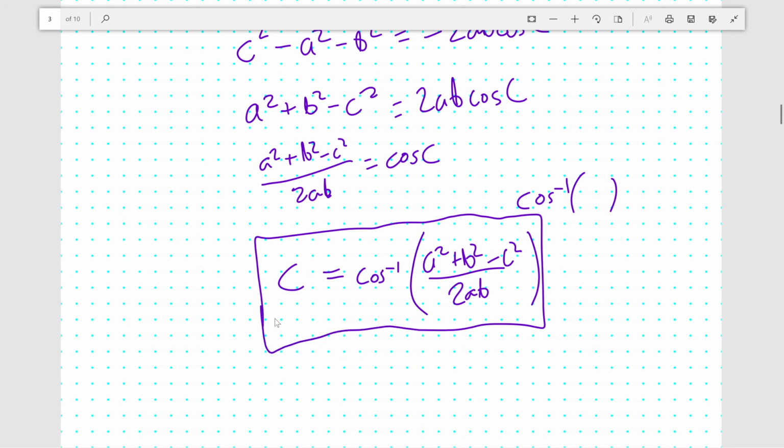Alright, in the next video we're going to be going over the other sine rule, not the area one. There's another one. Isn't that great? And alright, so thanks for watching.